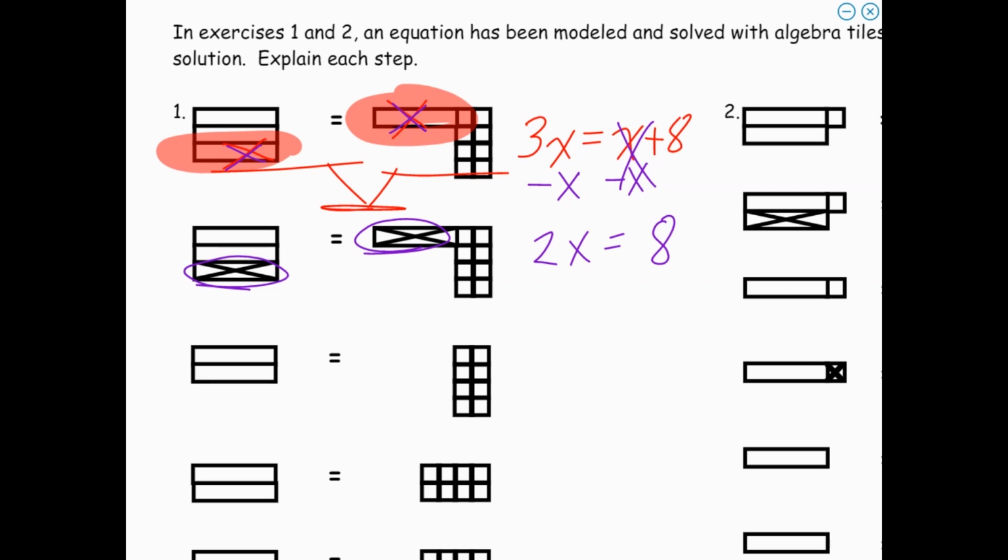Did it change my ones any? Did it change the number of ones tiles that I had? No, it just changed my x's. It only affected my x's. So now that I know 2x's equal 8, what's my next step?